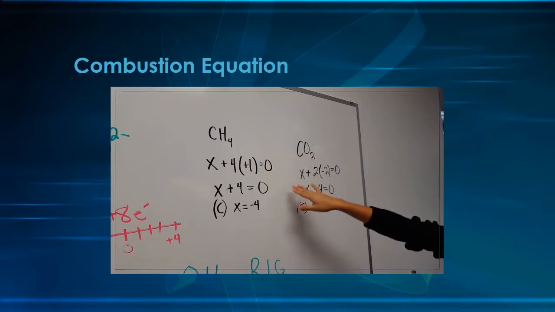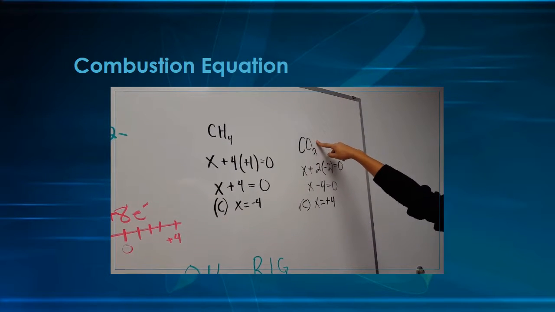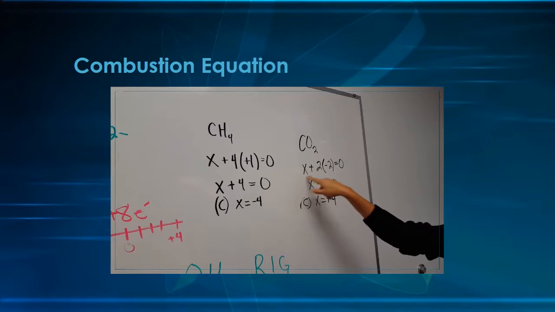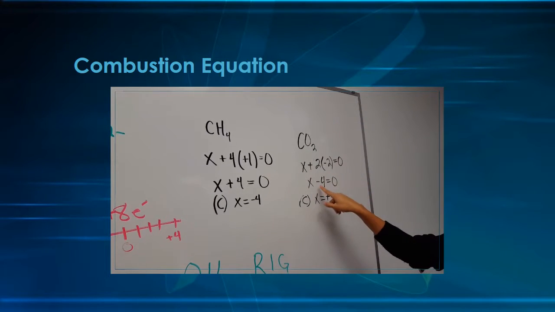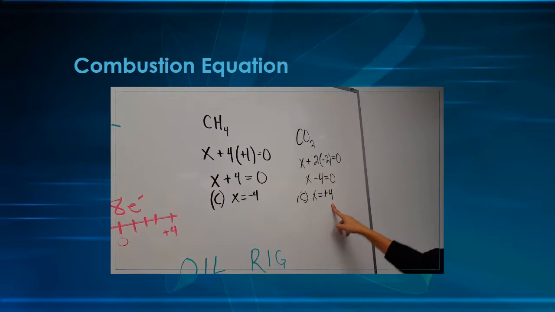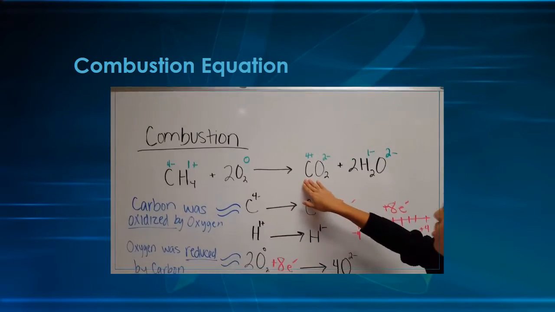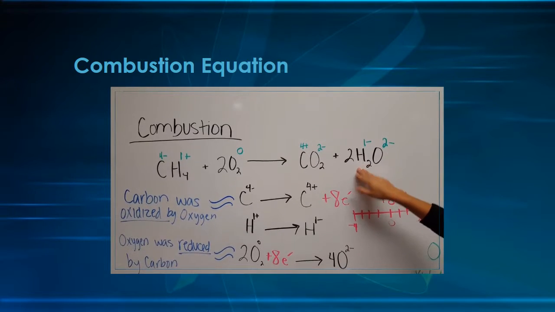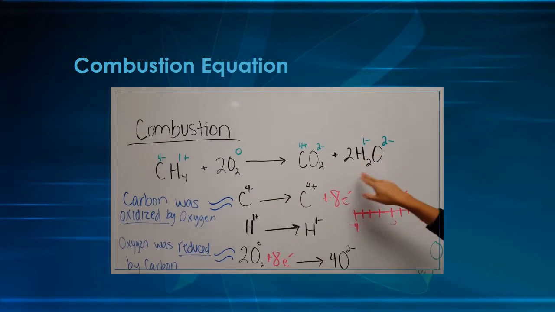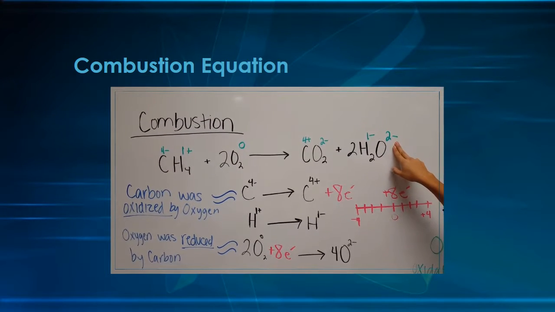We're going to solve for C again because we know that oxygen is a -2 charge. X plus 2 times -2 is 0, so X is +4. And we can see that it's changed because we start with a -4 and we end with a +4. We know that hydrogen is a -1 and oxygen is a -2.